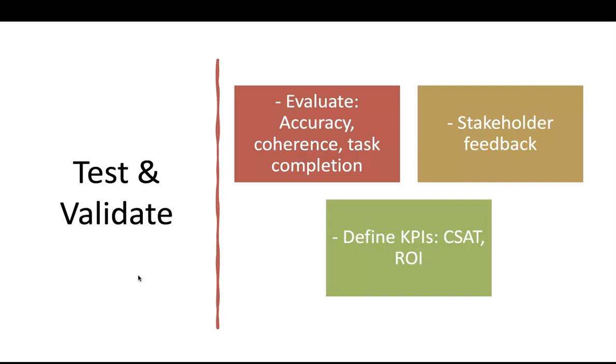Also, you can get feedback from the stakeholders, because they are the ones who are using our product. We have to ensure whether those stakeholders are satisfied or not. That is the main thing that we have to see. And the third one is you have to define the KPIs as well as CSAT and ROI. What is meant by KPIs, CSAT and ROI? I will make a clear video on this, but for your understanding, I will give a clear definition.